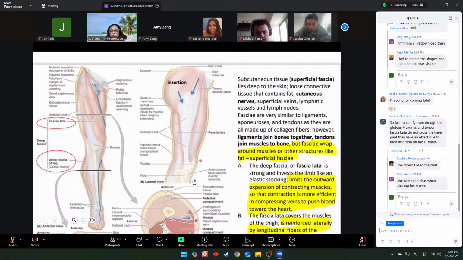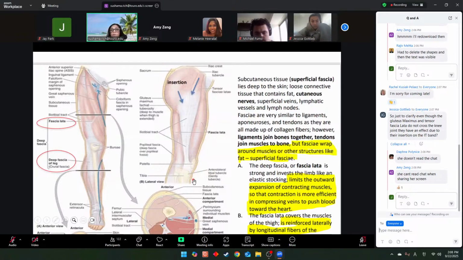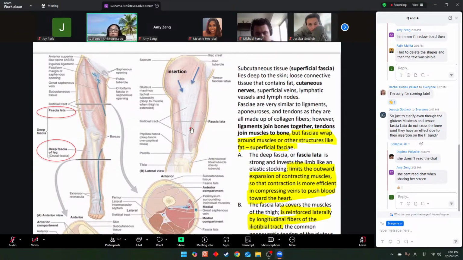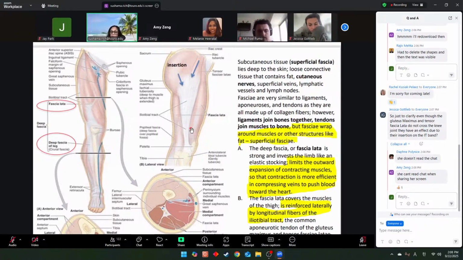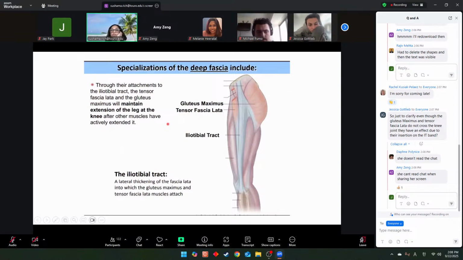But this is about the deep fascia. Whenever you study anatomy, it's good to study it from superficial to deep: skin, superficial fascia, then you have fat underneath there, and then you have deep fascia. There's a bunch of veins and nerves. The cutaneous nerves and superficial veins that are important for the lower limb are all found superficial to the fascia lata. They're found in the subcutaneous tissue. So that is the overview of the deep fascia.